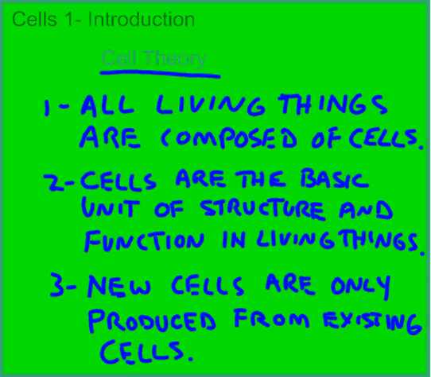So let's write down the three main ideas of the cell theory. One, all living things are composed of cells. All plants, all animals, all microscopic organisms, they're all made up of cells. Two, the cell is the basic unit, in other words, the smallest building block. It's the basic unit of structure and function in all living things. And three, new cells are only produced from existing cells. Life has to come from life. There's no such thing as spontaneous generation.